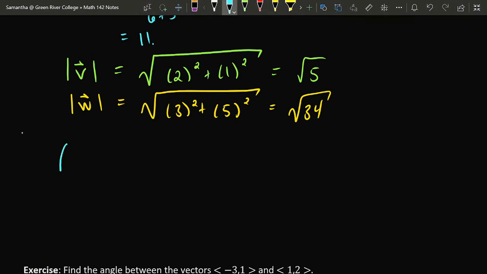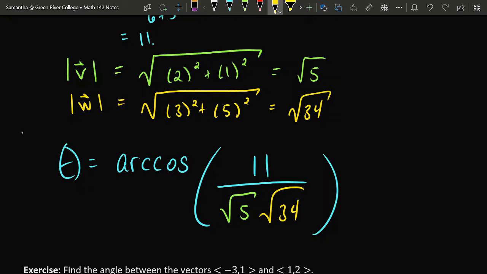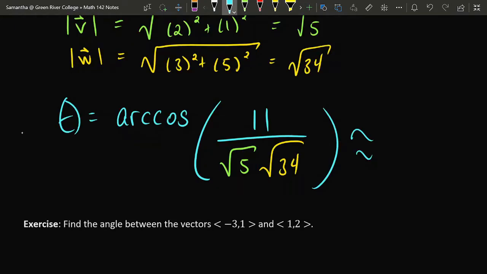So now, what is the angle theta? The angle theta can be found by applying inverse cosine to the fraction which has the dot product in the numerator and the two lengths in the denominator. So let's go ahead and use a calculator to find a decimal approximation for this angle, 32.47 degrees.